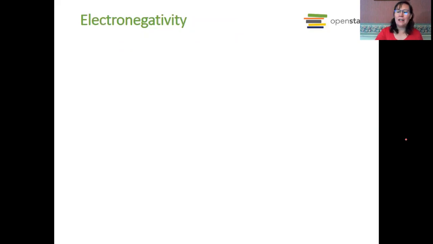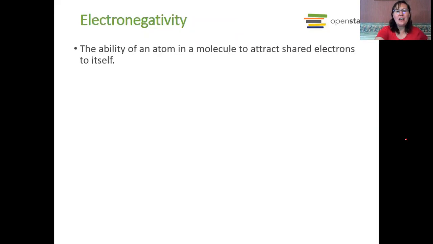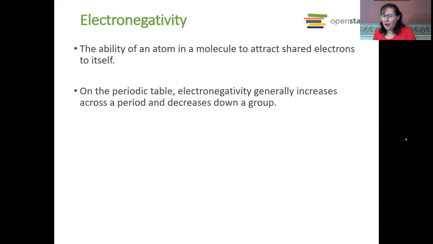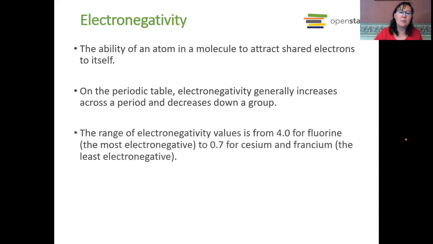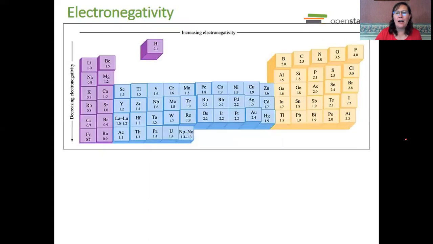Okay, first, electronegativity. Electronegativity is the ability of an atom in a molecule to attract shared electrons to itself. On the periodic table, electronegativity generally increases across a period and decreases down a group. The range of electronegativity values is from 4.0 for fluorine, the most electronegative, to 0.7 for cesium and francium, the least electronegative.